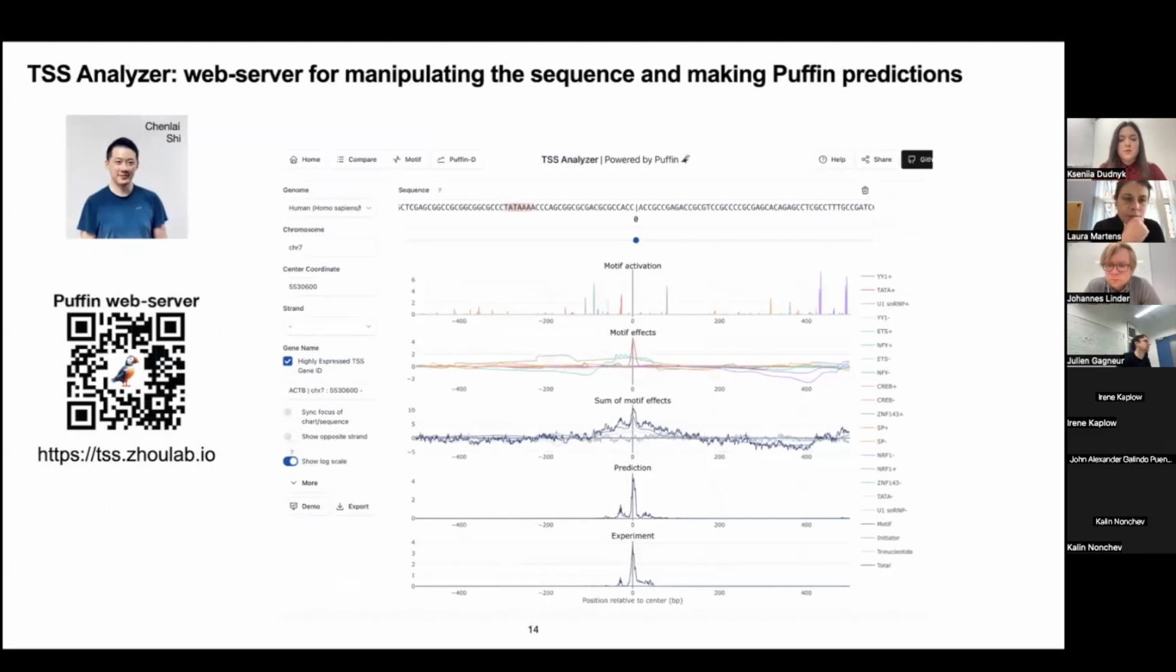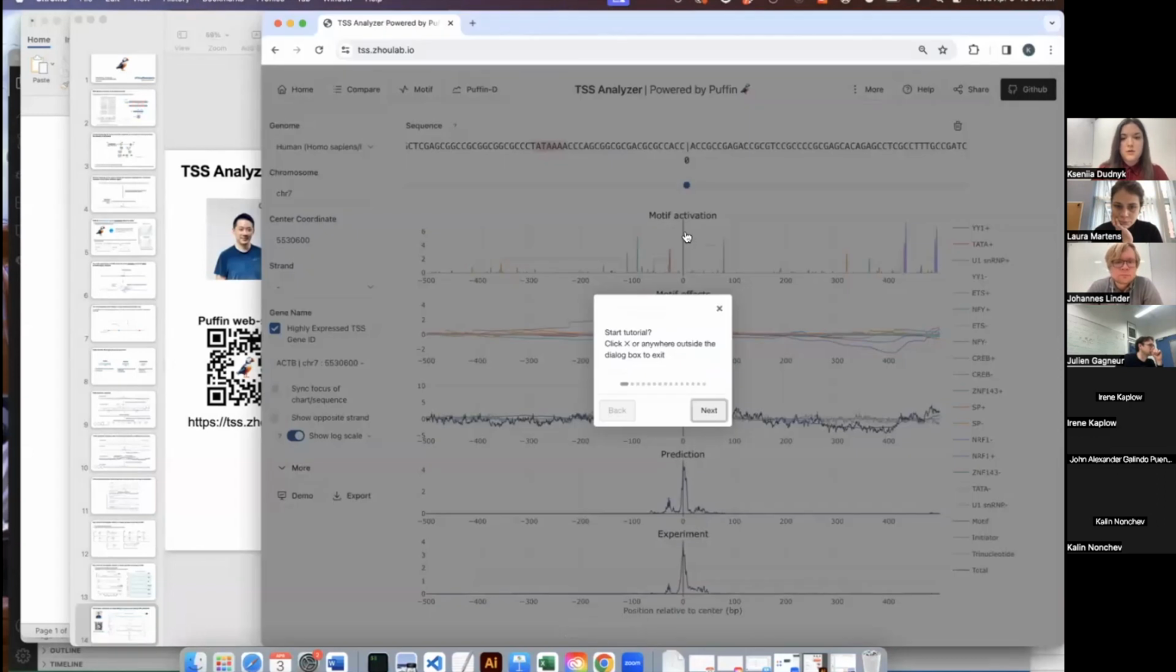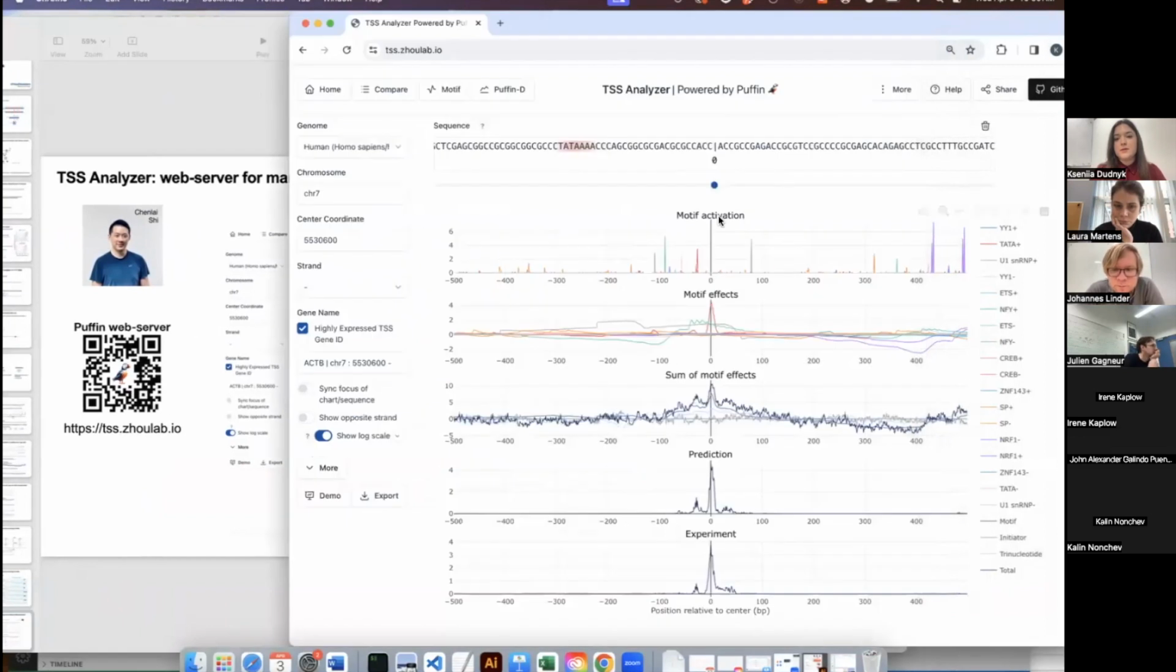Because we wanted to make it easier for everyone to use Puffin, we developed a web server powered by Puffin, and it was developed by Jian Shi. He's a data scientist in our lab, and I can briefly show how it works. So if you go to this web page or use a QR code, this is a user-friendly website, and it's interactive. You have the sequence, and then you can see all steps of Puffin computation.